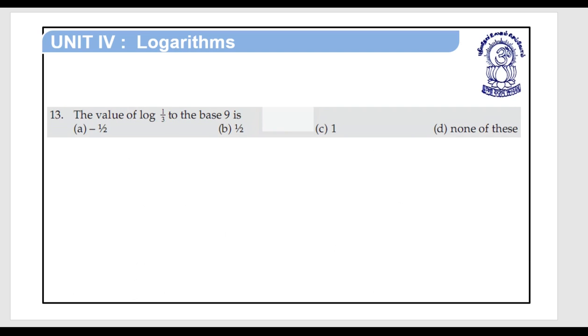Next, the value of log 1 by 3 to the base 9.